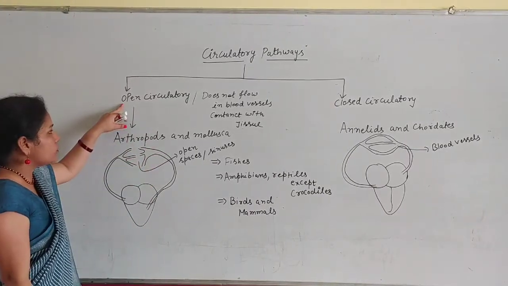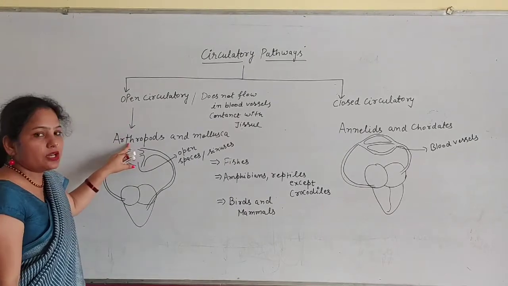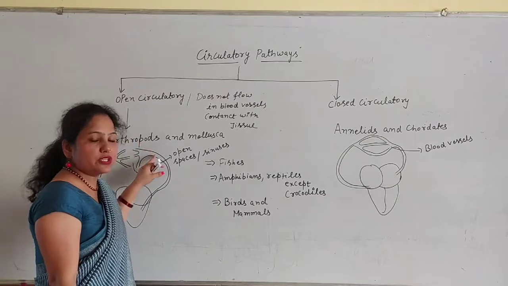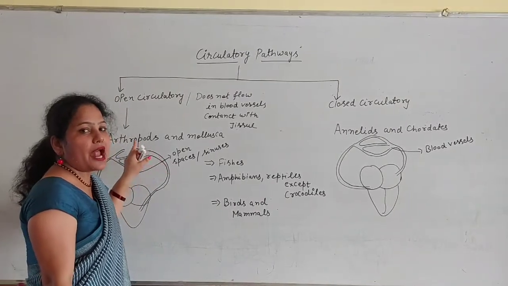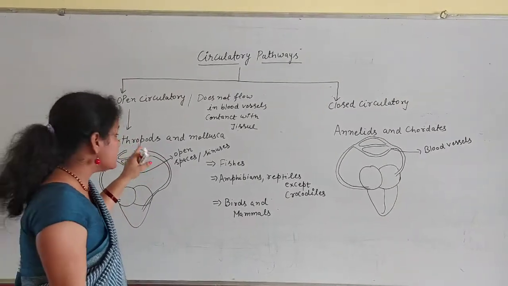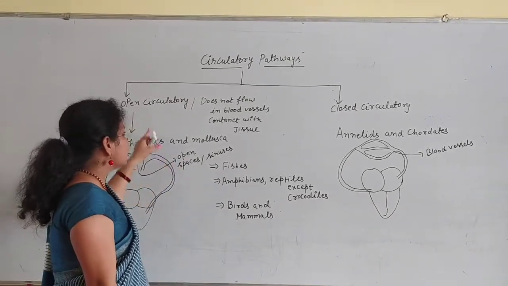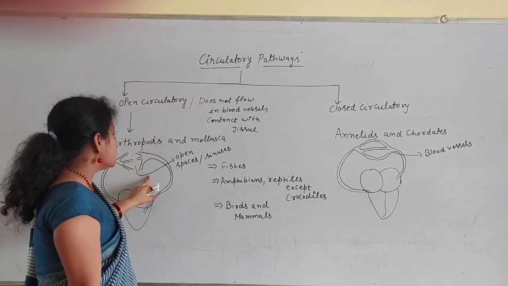This open circulatory system is present in arthropods. Arthropoda is the largest invertebrate phylum, and in Arthropoda, class Insecta is the largest class. So in arthropods there is the open circulatory system.